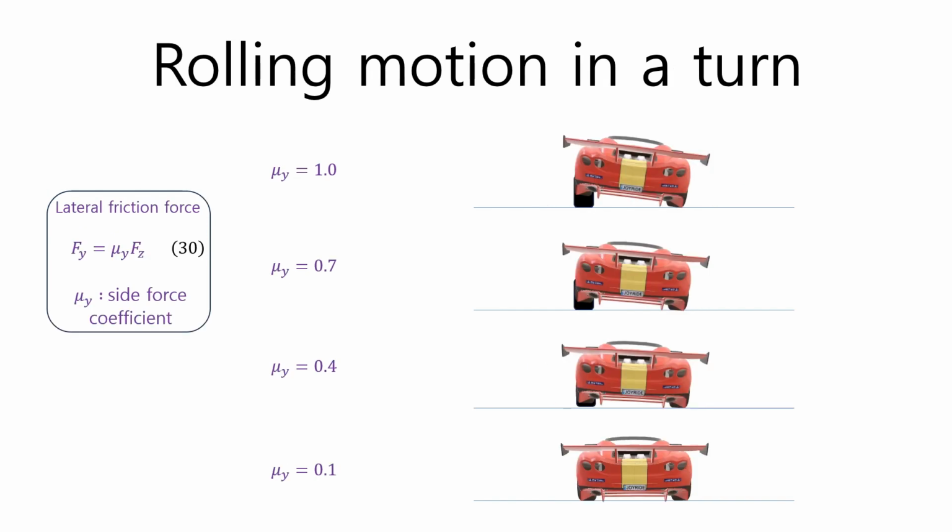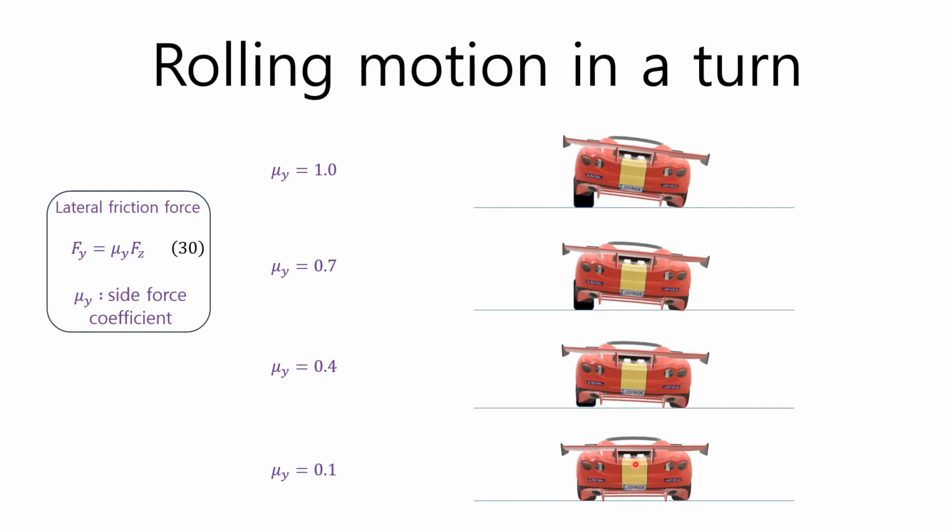The figure here shows the maximum roll motion of the vehicle during a turn, depending on the weight transfer and side force coefficient. If the side force coefficient is small, as shown in equation 30, the friction force is lowered and the tires cannot grip the ground, causing lateral sliding and pushing the vehicle outward. If the side force coefficient is small, the magnitude of roll motion is small.